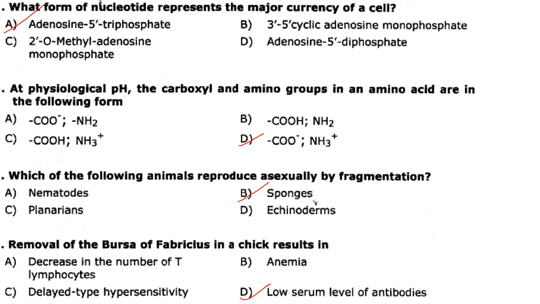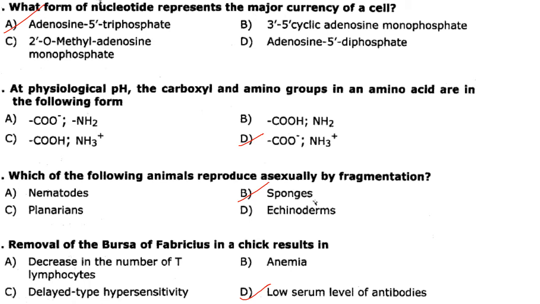Then next one. What form of nucleotide represents the major currency of cell? So it is ATP or adenosine 5' triphosphate. Answer is option A. At physiological pH, the carboxyl and amino groups in an amino acid are in which of the following form? So they exist as COO minus and NH3 plus. Answer is option D.